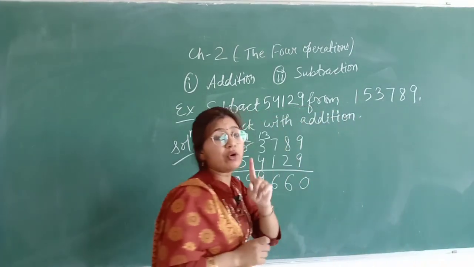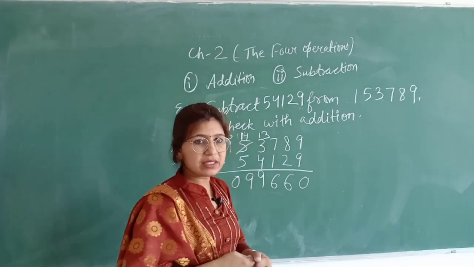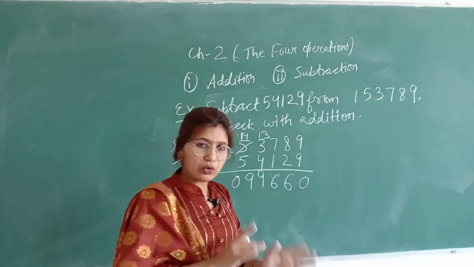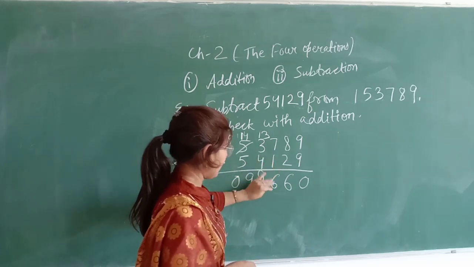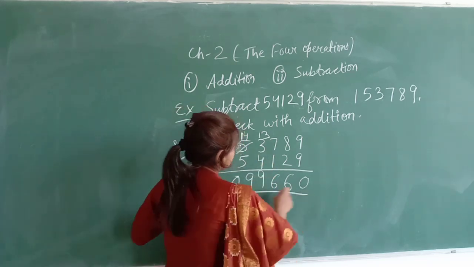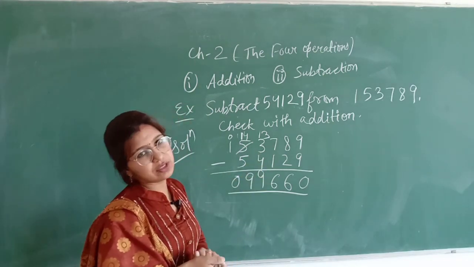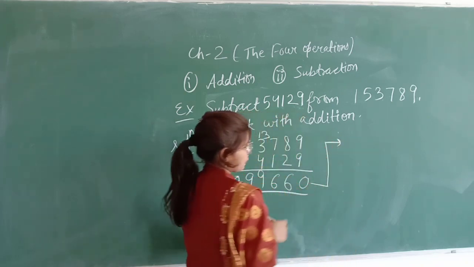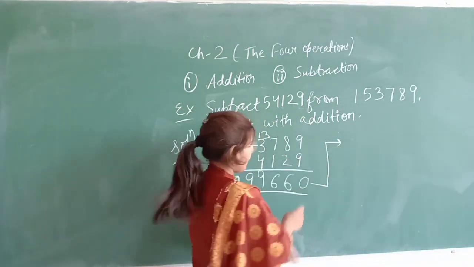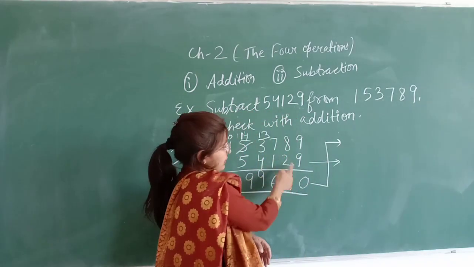Now I want to check my answer with addition. For checking whether my answer is correct or not, what we have to do? We have to add these two numbers. If I get this number by adding these two numbers, it means that my question is totally correct. For this, as I told you in the previous question, you have to put this value here and keep it like here, and then add both the values.